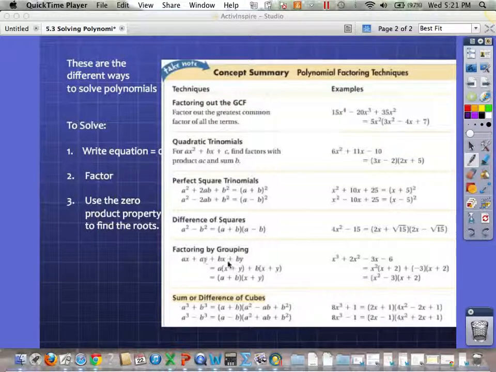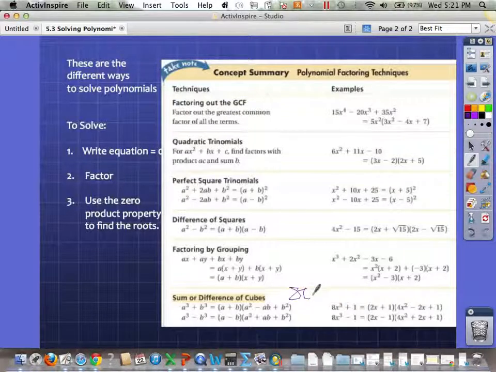And then, of course, factoring by grouping. That's when you have more than 3 terms, and you take the first 2 terms and factor out what you can, take the second 2 terms, and hopefully that has the greatest common factor between the 2 of those, and then you finish that up. And the sum or difference of cubes. You definitely need to know those. These are the ones that we used.